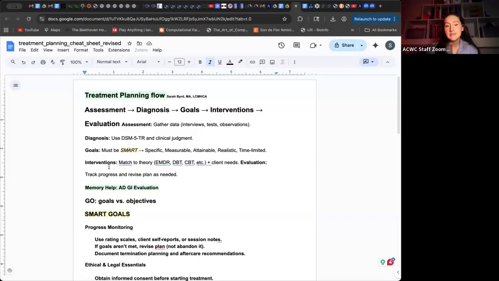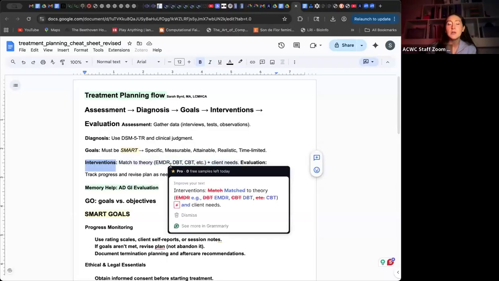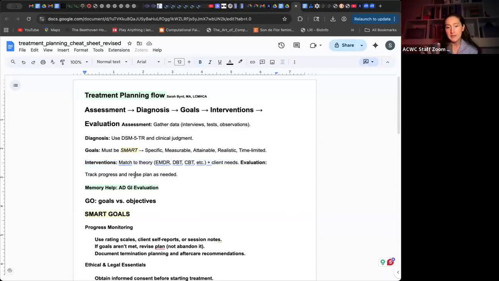The interventions, this is getting down to the nitty gritty, right? These are the actual interventions we're going to do to help them reach their goals. So this is where we're going to match the theory where we're coming from, our theoretical orientation, to the client's needs. And this is where it would be much more unique to that therapist and the client, right? So thus far, a lot of this has been really universal, right? Like we all have to do the assessment, we all have to do a diagnosis.